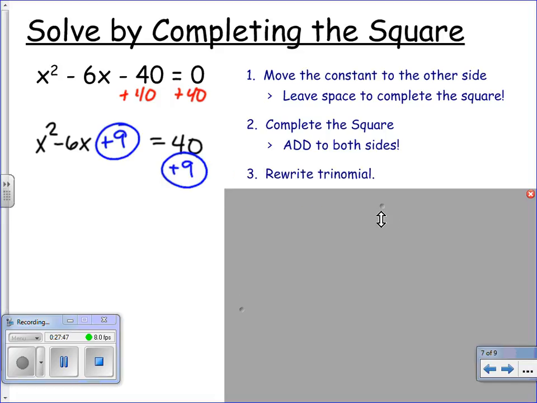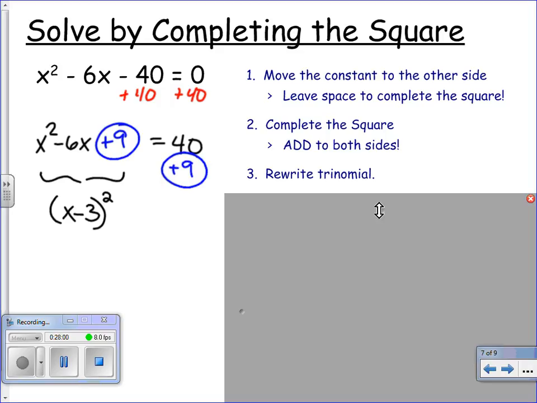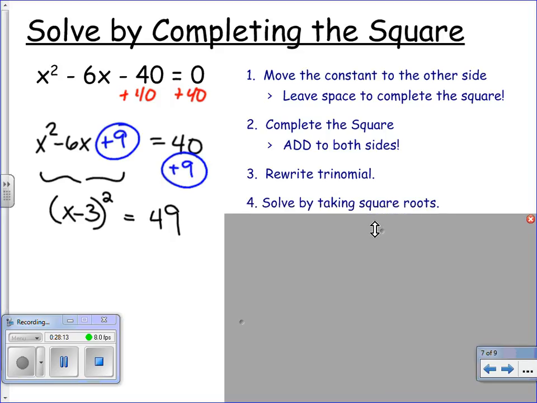After you complete the square, you can rewrite your trinomial. So the whole reason that you did that was so these have the same factors of x minus 3 times x minus 3. So it will be x minus 3 squared. And on this side, 40 plus 9 will be 49. And once you've rewritten it, you have now set it up so that we can solve by taking square roots.